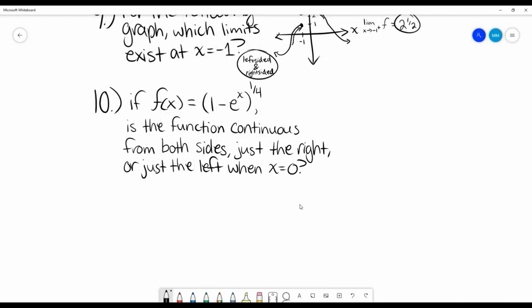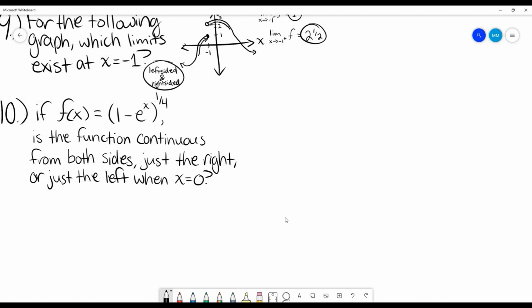And now for our very last one. It's another interesting one. We've got this function that says if f of x equals this, is the function continuous from both sides, just the right or just the left when x equals 0. So if we plug in a 0 here, it's obviously going to be a 1 minus 1. So this is the 4th root of this interior here, which in that case would just be 0, which exists. Okay. But now we need to test from either side.